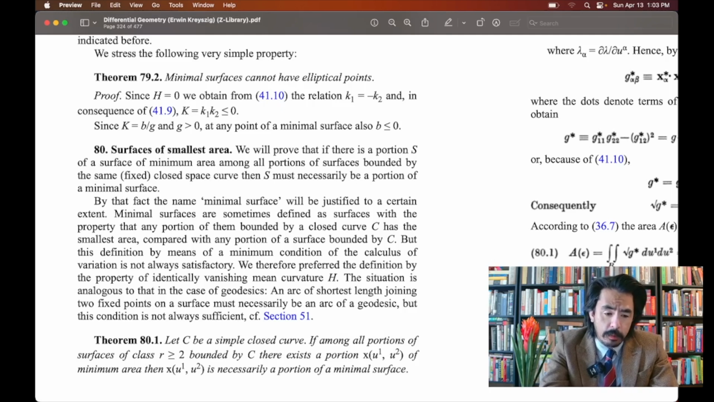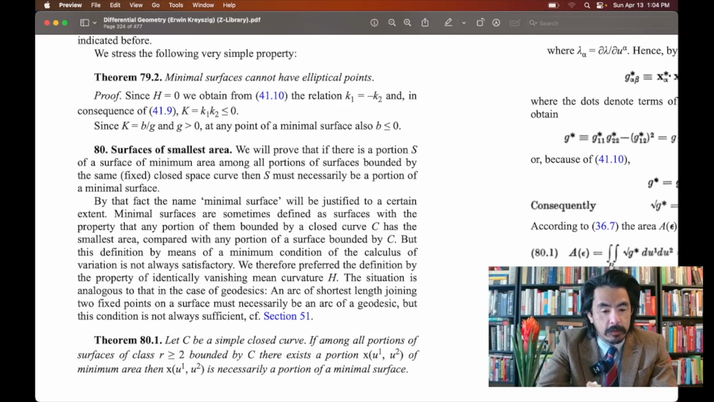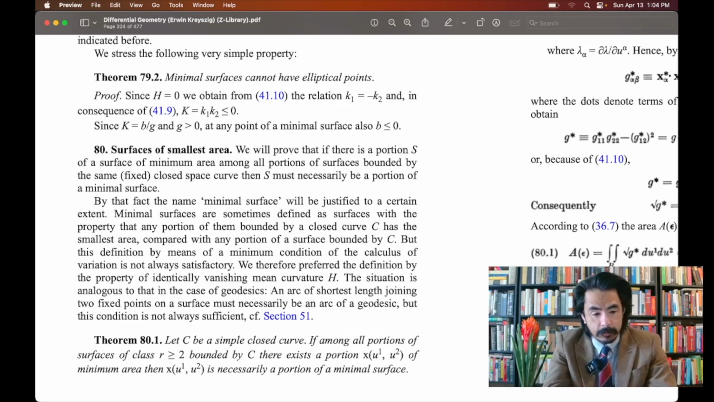With that, we come to theorem 80.1, which states, let capital C be a simple closed curve. If among all portions of surfaces of class R greater than or equal to 2 bounded by capital C, there exists a portion of, see, we lose a little bit here because in the book this x is bolded to denote a vector valued function. So we have x in terms of coordinates u1 and u2. There exists a portion of a vector valued function x in terms of coordinates u1 and u2 of minimum area, then x in terms of u1 and u2 is necessarily a portion of a minimal surface. The proof is as follows.